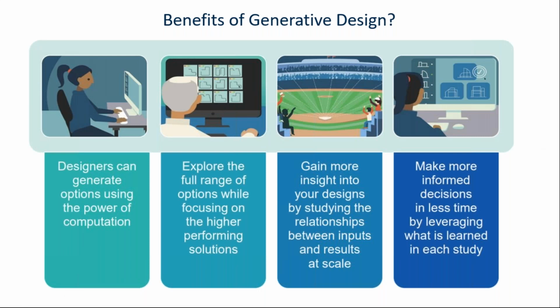Okay, so first of all, it allows you to generate options using the power of computation. In other words, like we said, you use artificial intelligence to automate repetitive design workflows, and you can then generate way more design solutions than with the traditional way. Also, it allows you to explore the full range of options while focusing on high-performing solutions. So what it means is that you waste less time on basic space planning exercises, and you've got more time available for serious design development and also solving problems.